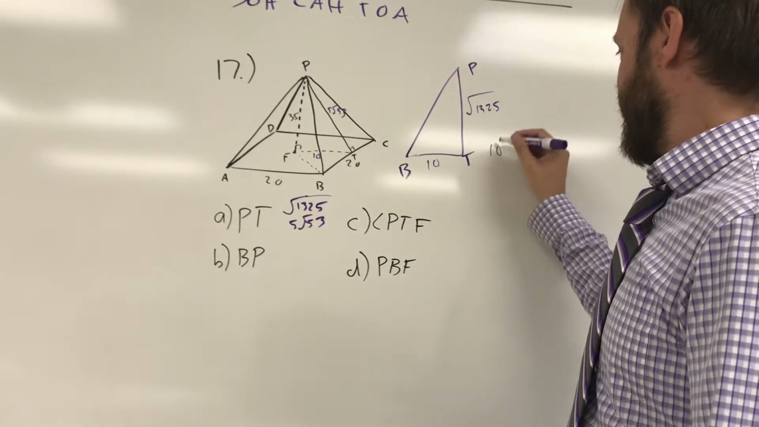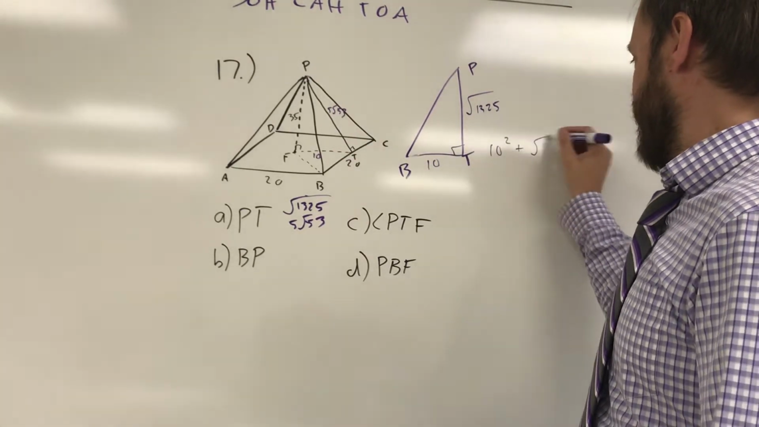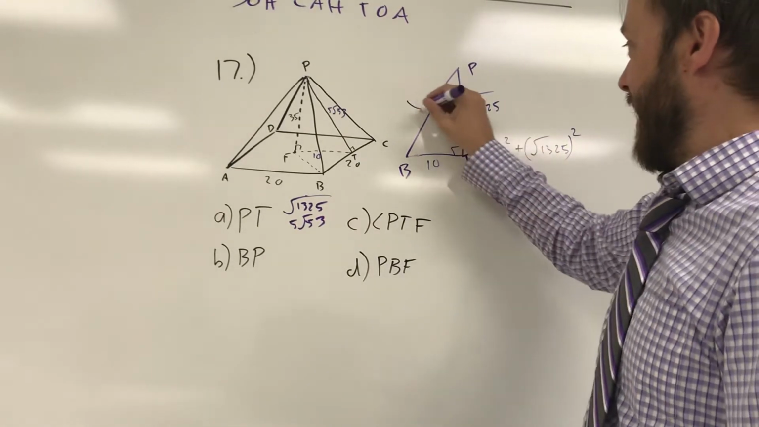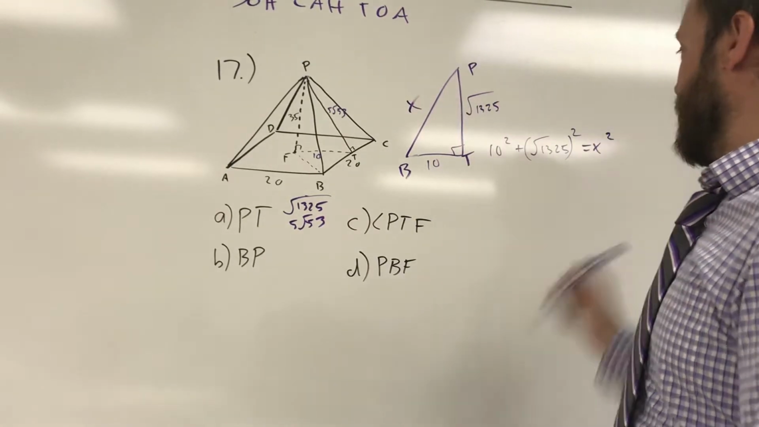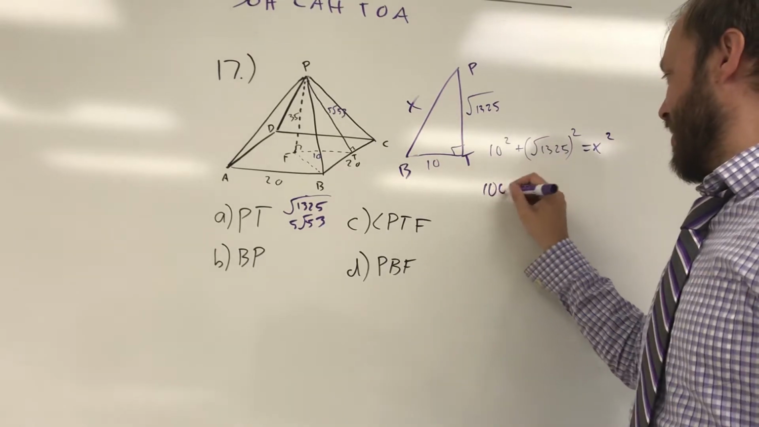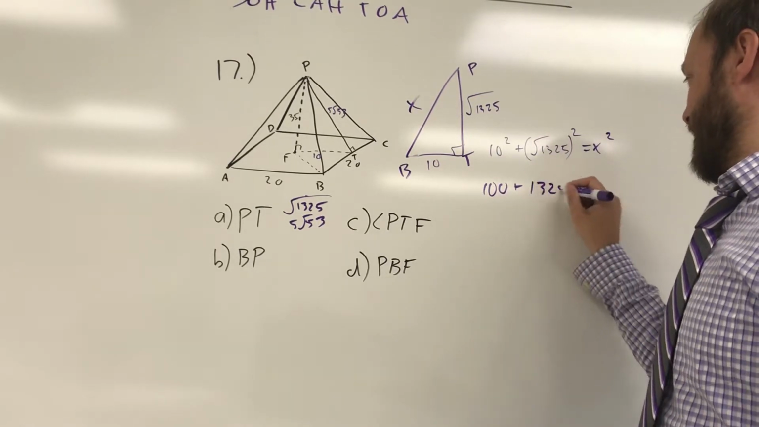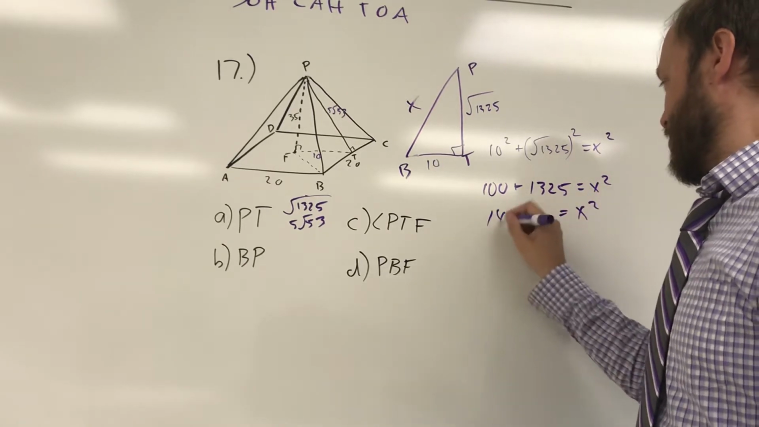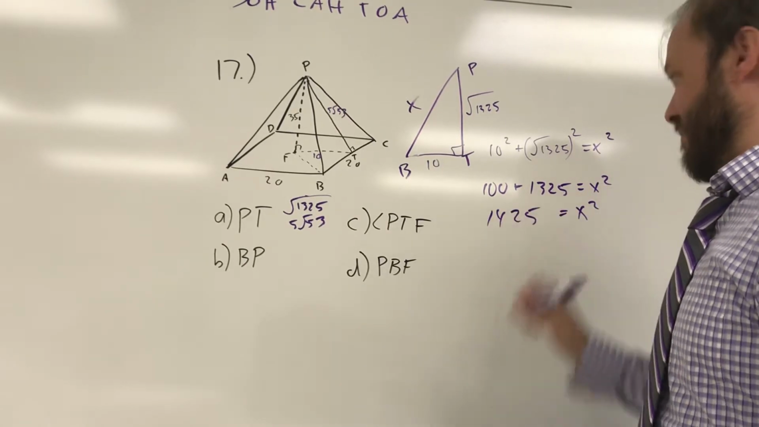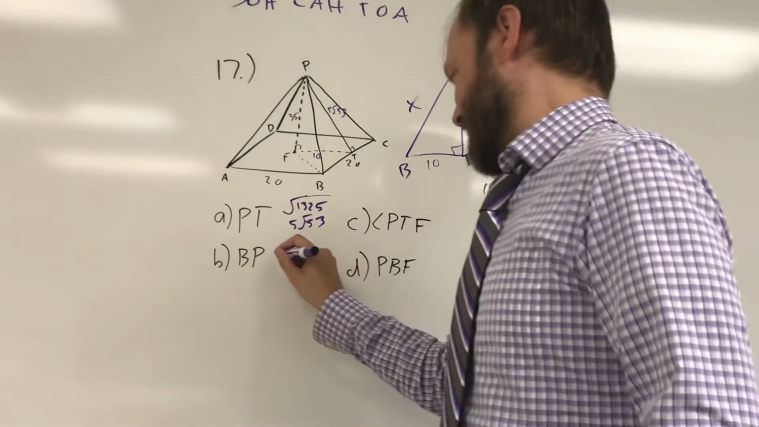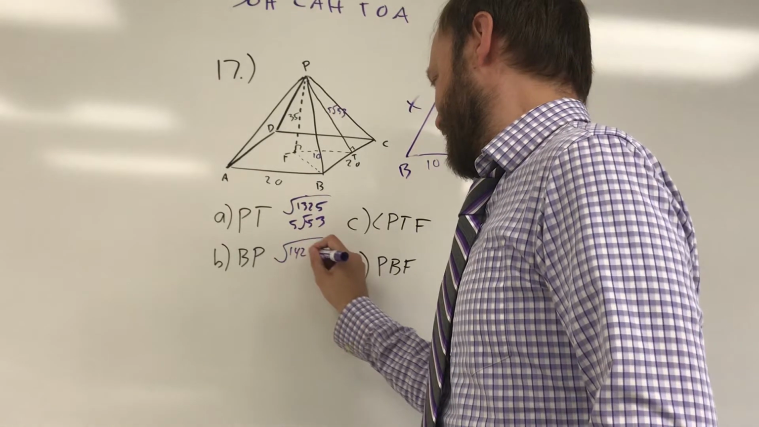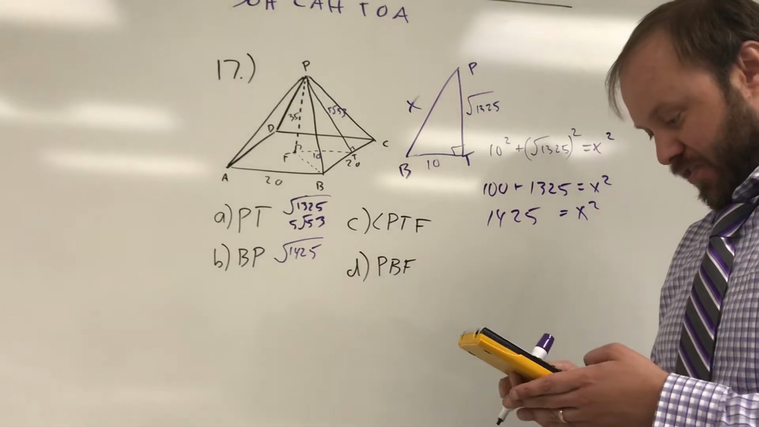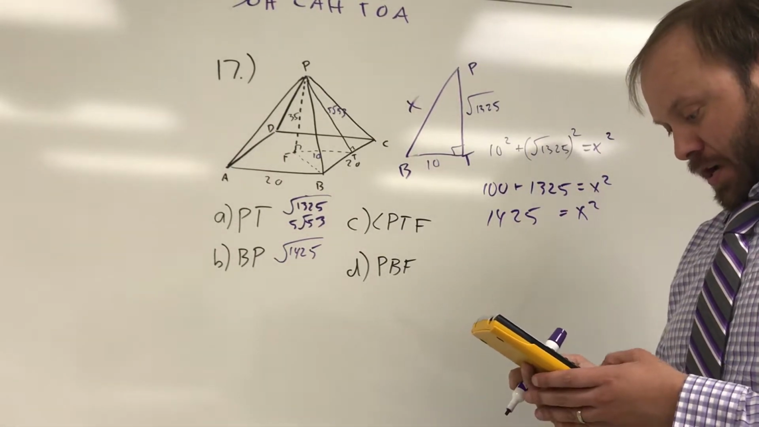So we're going to take 10 squared plus radical 1325 squared, and hopefully you can see now why I left it as a radical, and that's going to be equal to x squared. So that's 100 plus 1325 is equal to x squared. X squared is going to be equal to 1425, and that basically means that this is going to be the square root of 1425. I do think 25 will divide out of that. I don't think that's a perfect square, but let's check real quick.